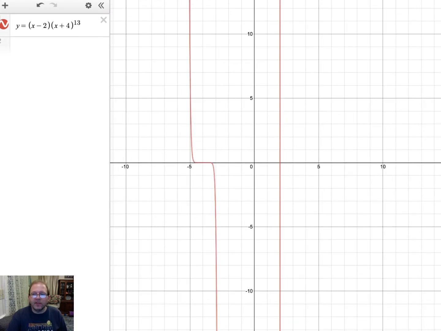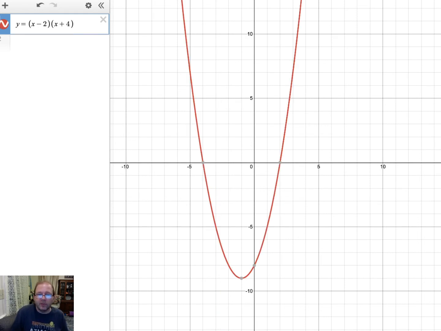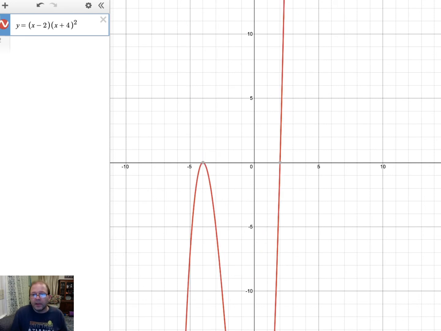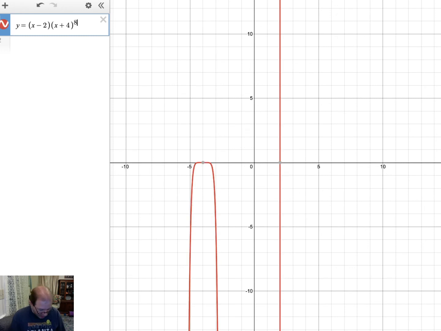Let's put this back to something small. Let's just leave it as 1. Now, if I raise this to an even power, if I put a 2 there, it touches and turns now at -4. And notice it looks pretty much like a parabola right there because of that 2. If I change the 2 to a 4, or a 6, or an 8, the bigger that number gets, the flatter it gets at that point.